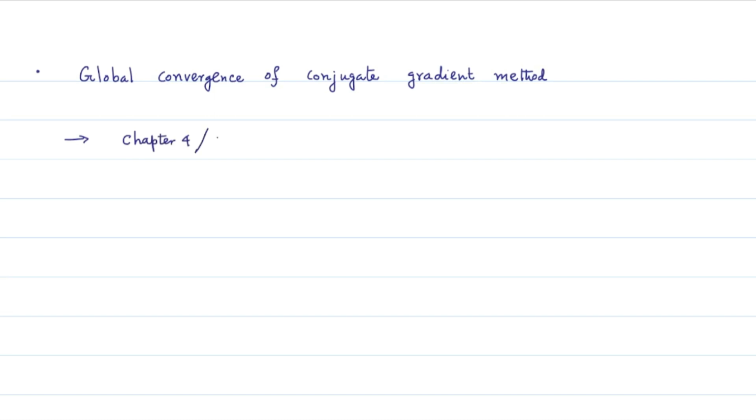For a nicely detailed global convergence analysis of the conjugate gradient method with exact and inexact line search, I would like to refer you to the detailed analysis given in chapter 4 of Sun and Yuan's book that I have referred to many times in the previous lectures. In particular, please look at subsection 4.3, where you will get a detailed global convergence analysis of the conjugate gradient methods.